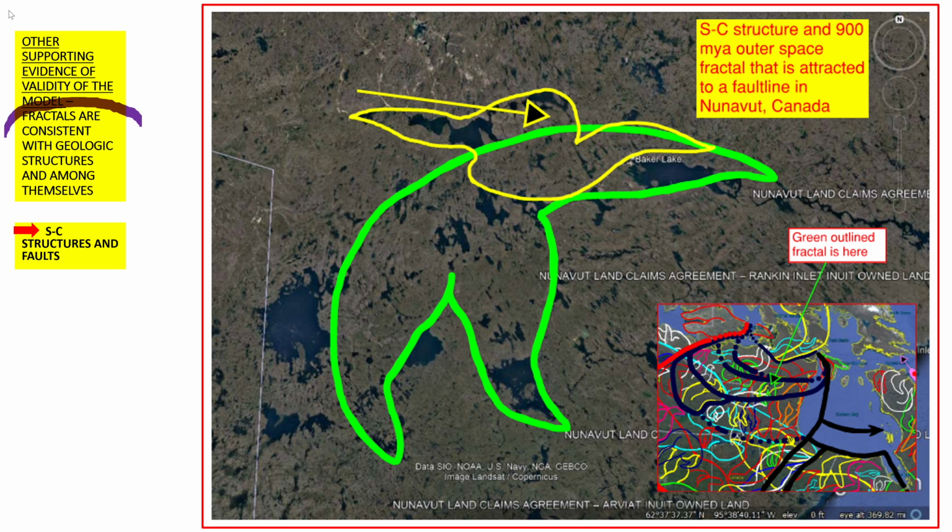Talking about how fractals are consistent with geologic structures and among themselves: SC structures and faults. What you see here is in Nunavut, Canada, and the green outlined fractal is shown here. See the arrow pointing to it on the insert. I'm circling it now.